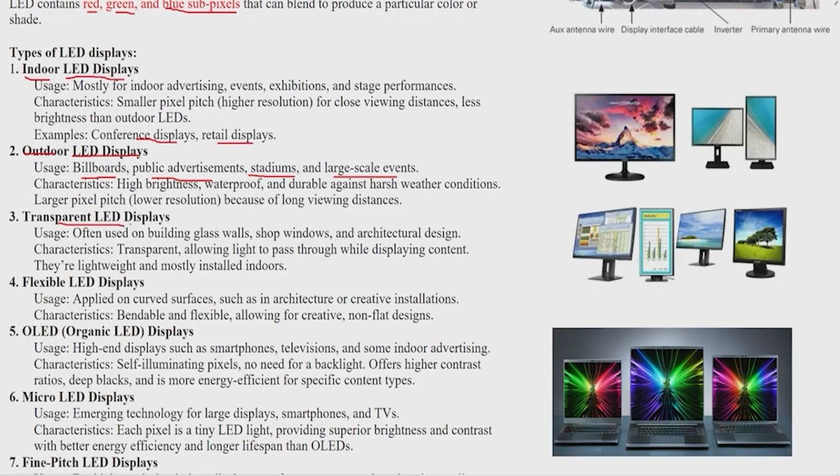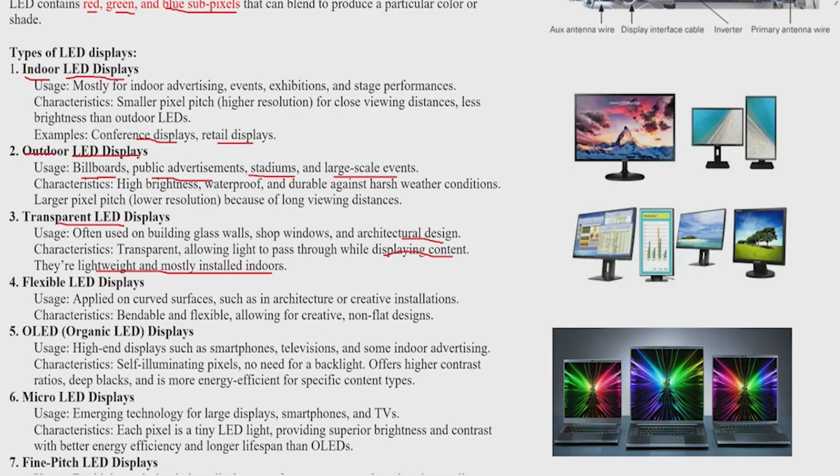Transparent LED. Transparent LED means you put it on glass walls, shop windows, and architectural designs like this. The characteristic of transparency allows light to pass through while displaying the content. They are lightweight and mostly installed indoors. They are also indoor, but what is the difference with transparent?